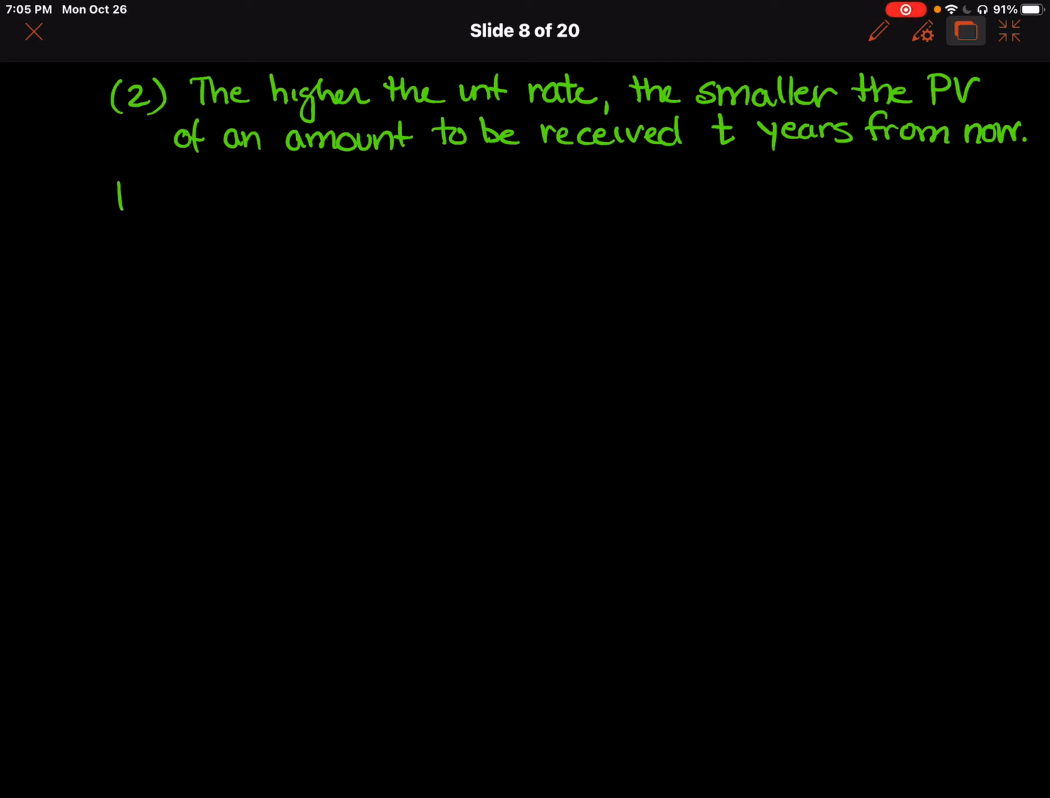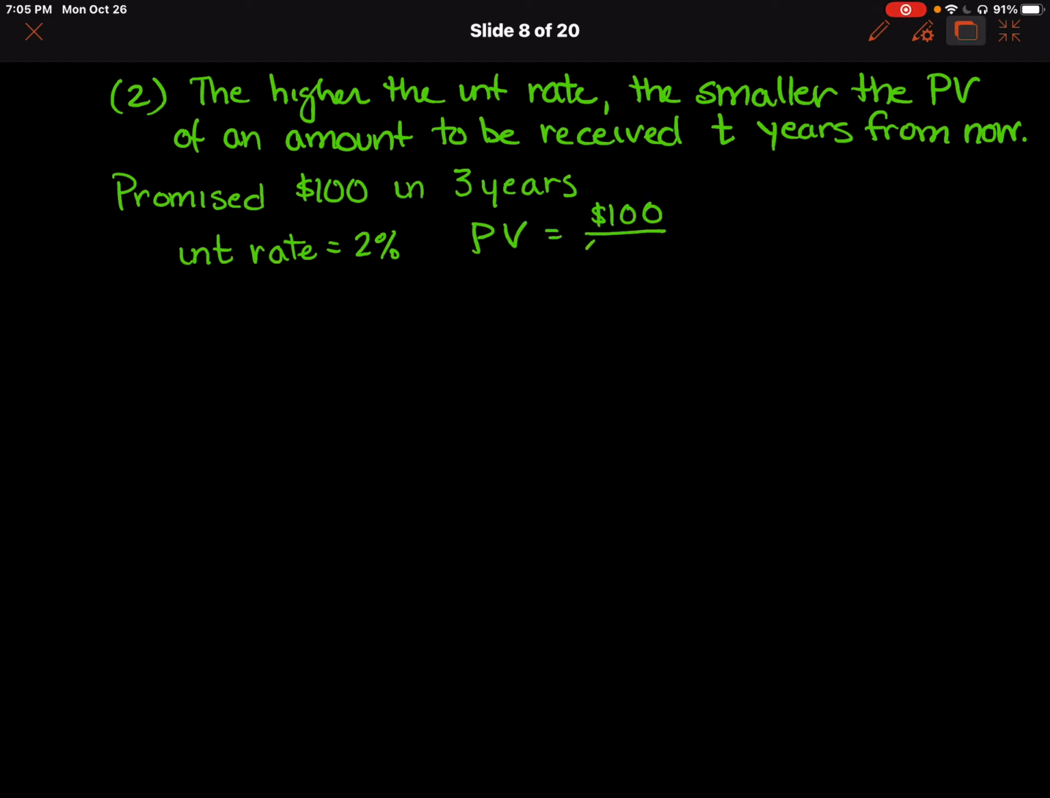So let's suppose that you are promised $100 in 3 years. If the interest rate is 2%, then we can figure out the present value of that. It's $100 divided by 1.02 raised to the third power. And that would be $94.23, again, assuming I punch numbers into my calculator correctly.